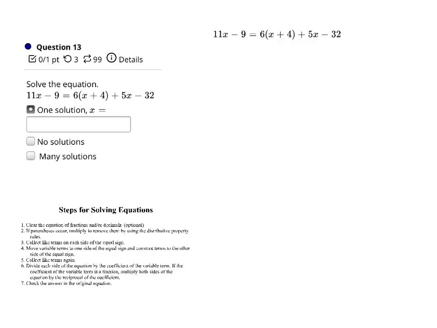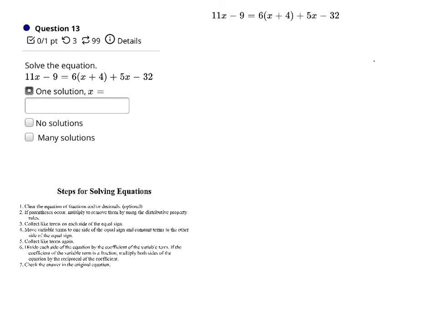We're following the steps again. There's no fractions, no decimals. We're going to use the distributive property, multiply, to get rid of our parentheses. So on the left, I have 11x minus 9 equals 6x plus 24. And then bring down my plus 5x minus 32. So I multiplied the 6 times that x plus 4, and that's how I got the 6x plus 24.